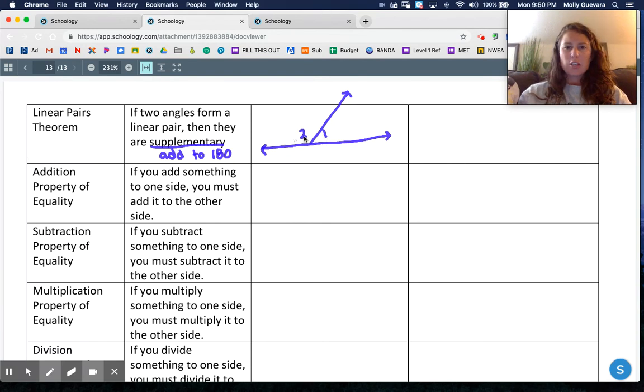Okay, so because these two angles add to 180 degrees, they are a linear pair. So, right, same thing, measure of angle 1 plus measure of angle 2 equals 180. So angle 1 and angle 2 are a linear pair.